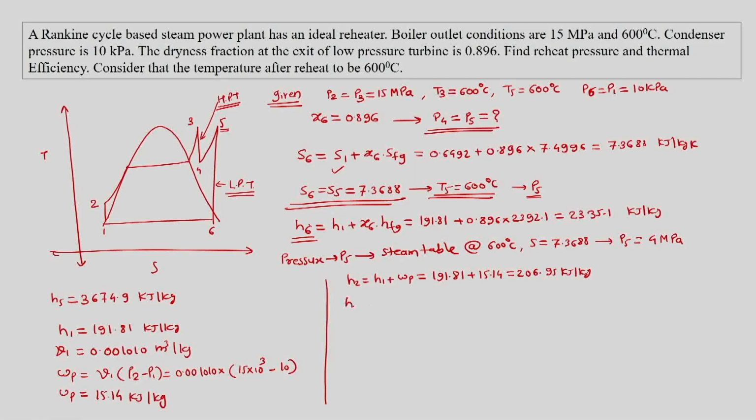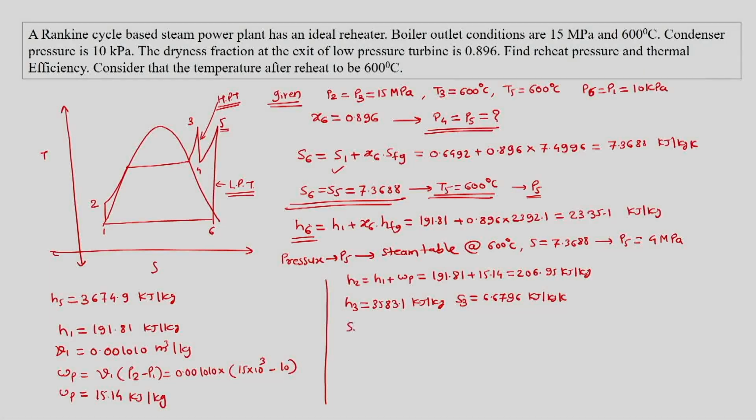We can find out H3, and H3 we can find out from the steam table. We go to the 15 megapascal superheated condition, and find out the enthalpy and entropy corresponding to 600 degree Celsius. So H3 at this state will be 3583.1 kilojoule per kg. S3 at the same location is 6.6796 kilojoule per kg Kelvin. So we can now find out the state 4.